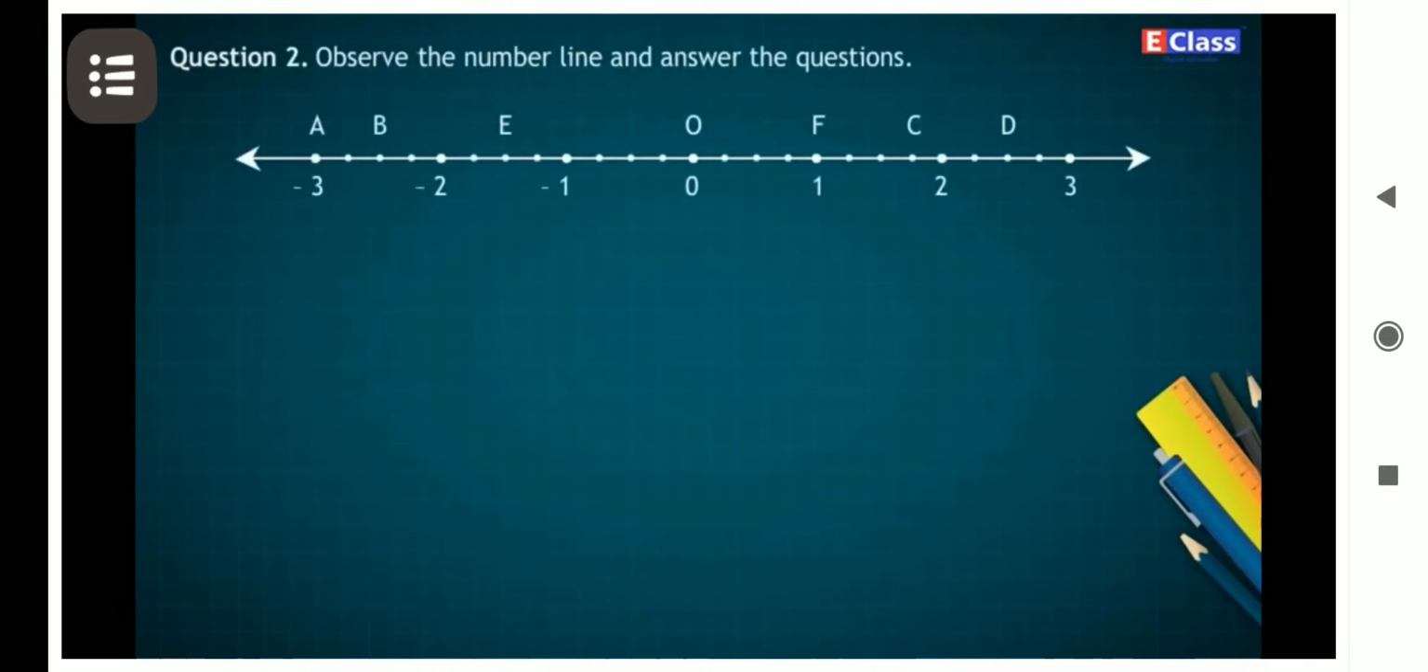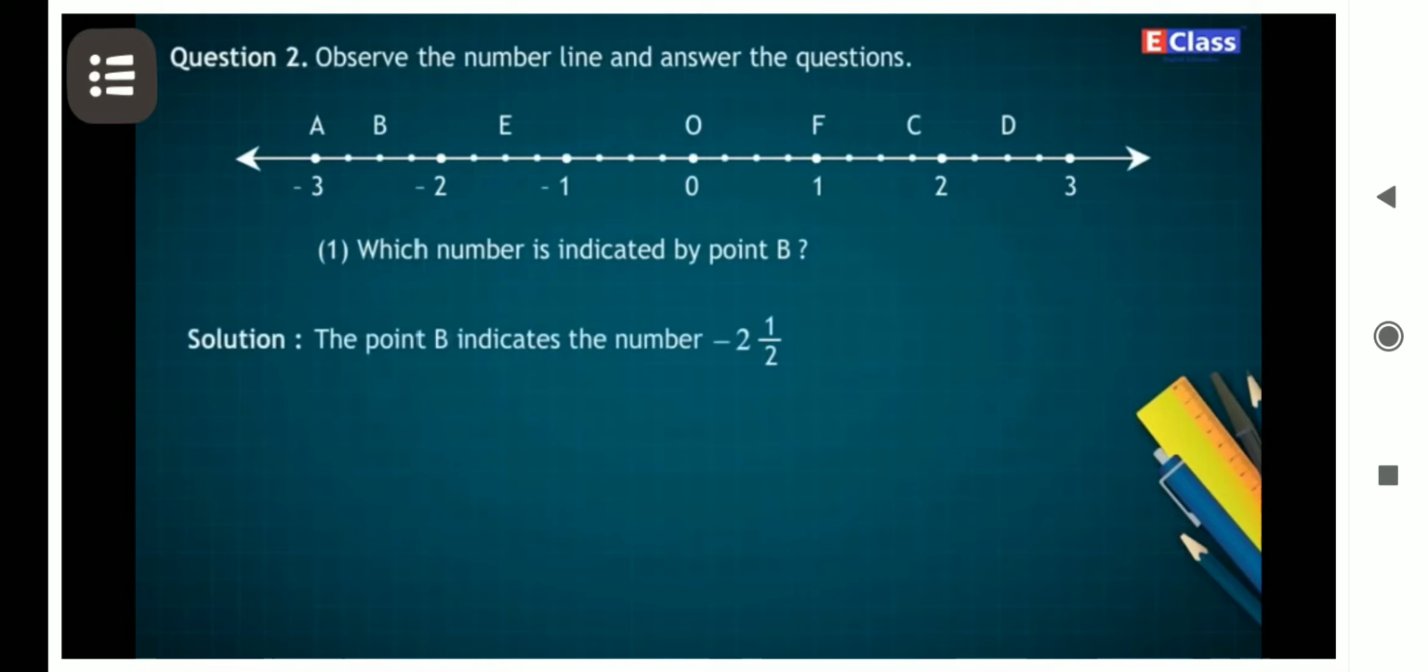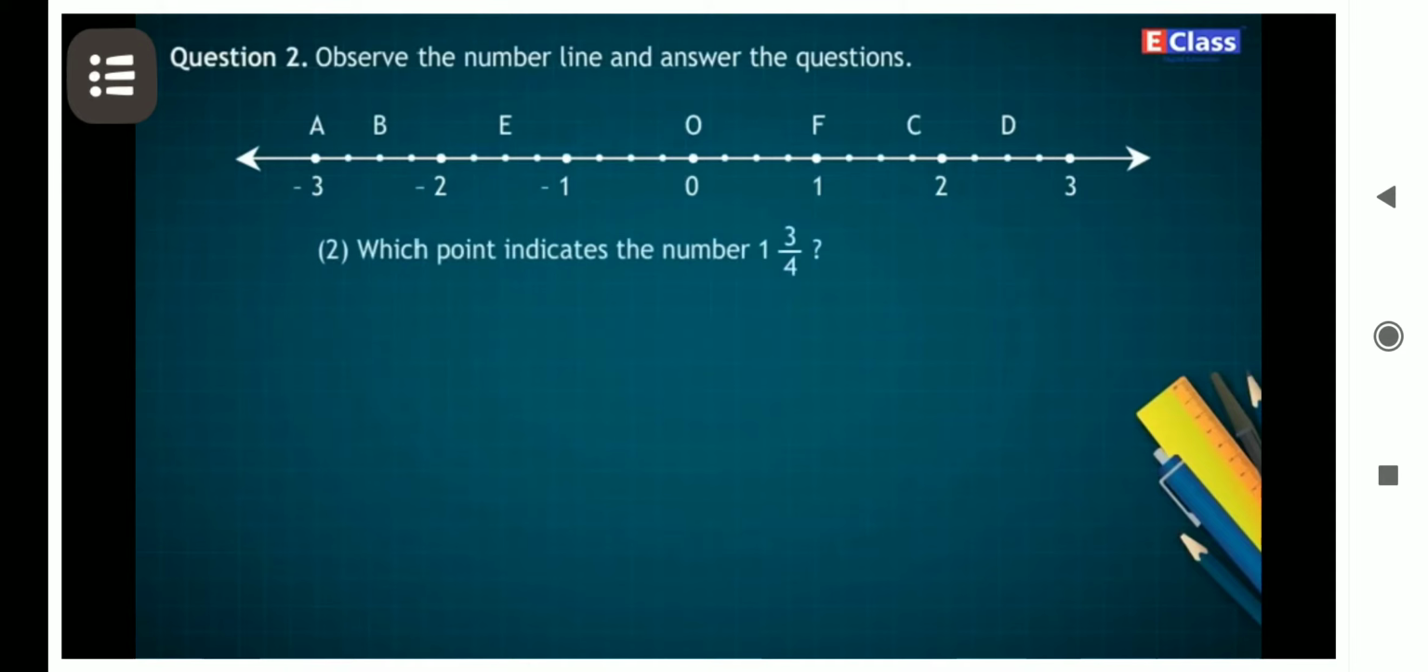Question 2. Observe the number line shown on your screen and answer the questions. 1. Which number is indicated by point B? Solution. The point B indicates the number minus 2 and a half. 2. Which point indicates the number 1 and 3/4? Solution. Point C indicates the number 1 and 3/4.